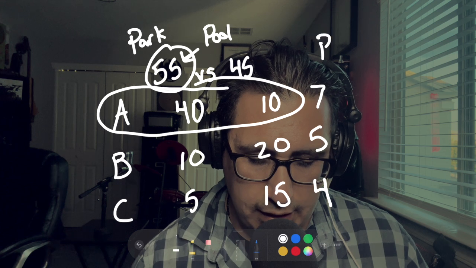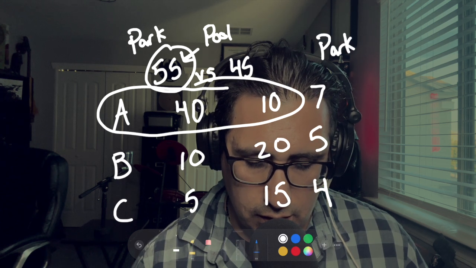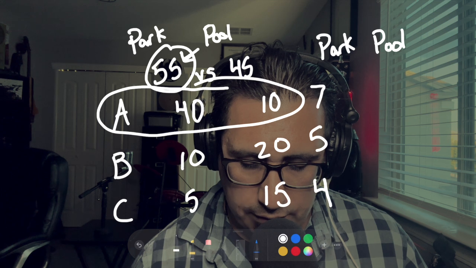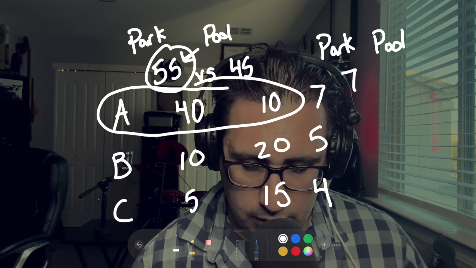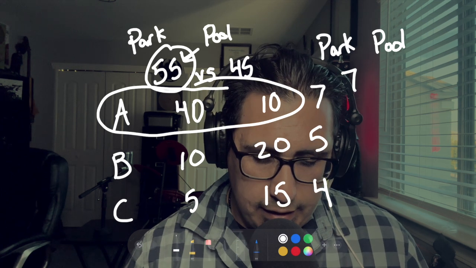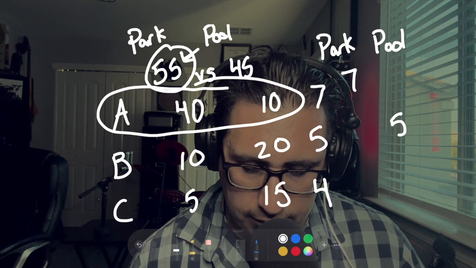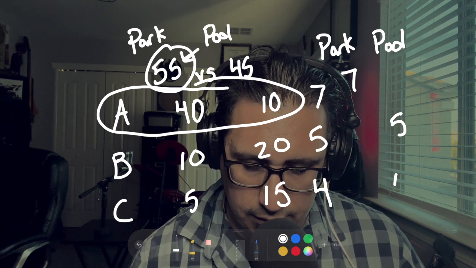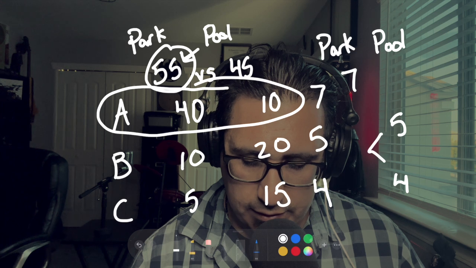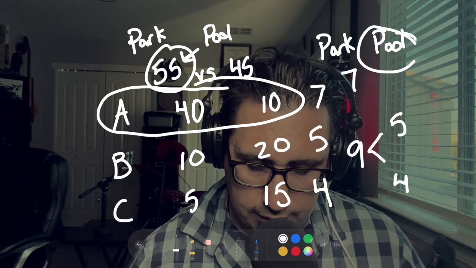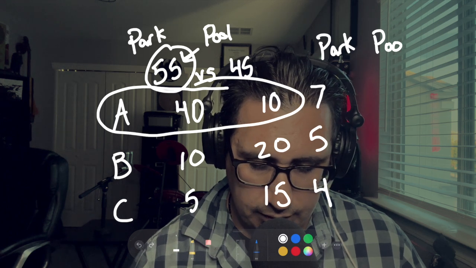The park is getting all 7 votes. And these stay the same, 5 and 4, which still puts it at a 9 to 7. Pool wins. Okay, let's backtrack a little.